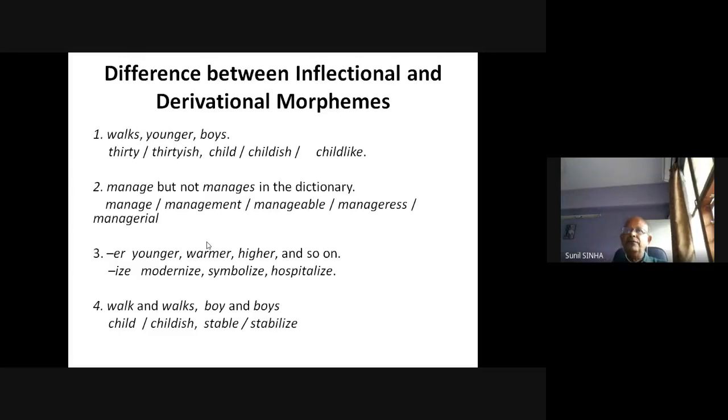So the meaning of this derivational morpheme changes from word to word, whereas the meaning of the inflectional morpheme -er does not change from one adjective to the other. Younger, warmer, higher all have the same meaning. -er has the same meaning in all these words. So that is a big difference between inflectional morpheme and derivational morpheme. An inflectional morpheme has the same meaning from word to word, whereas the meaning of a derivational morpheme changes from word to word. Right.